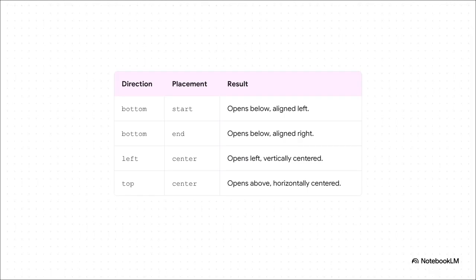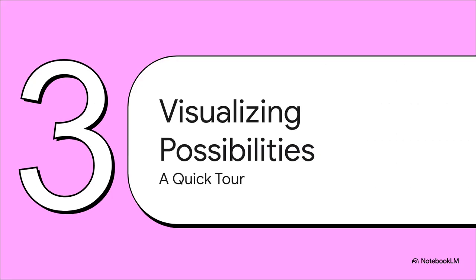And here's how they work together. You can see here, you combine a bottom direction with a start placement, boom! The menu opens below and aligns to the left. But if you just change that placement to end, it snaps over to the right side. It's a really simple mix and match system that just makes sense. Okay, enough talk. Let's do a super quick visual tour so you can see what some of these combinations actually look like in action. This is where you can really start to see the possibilities.